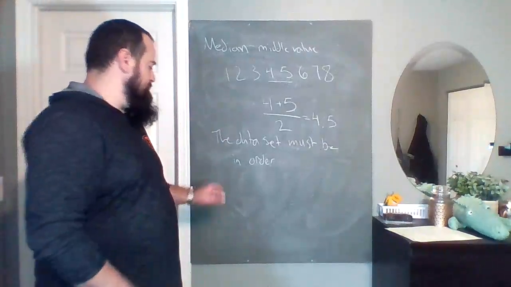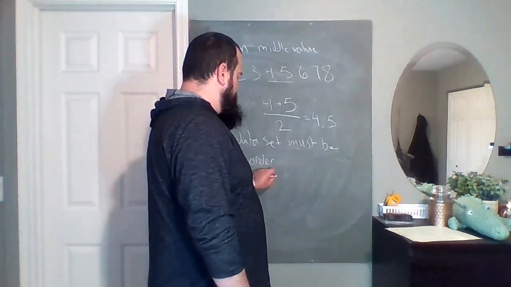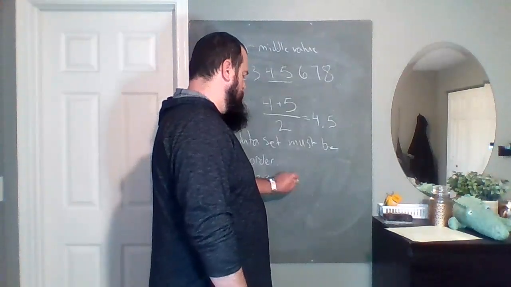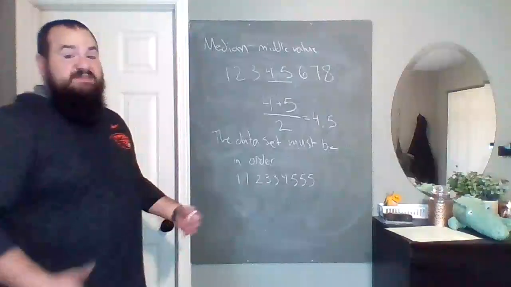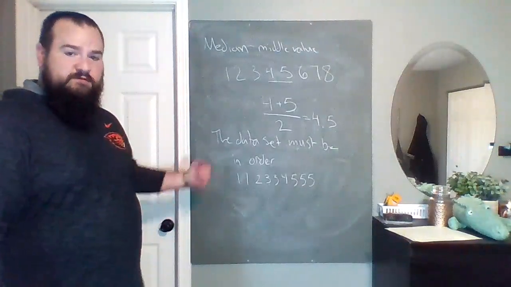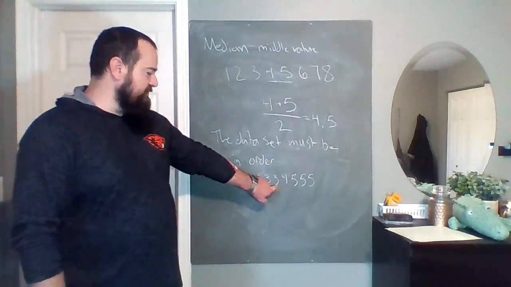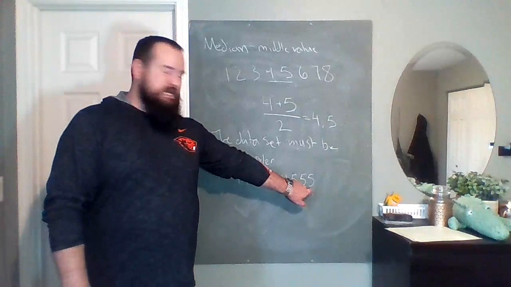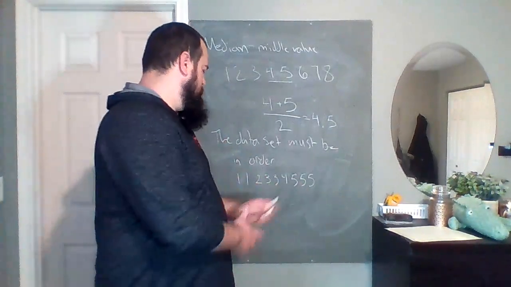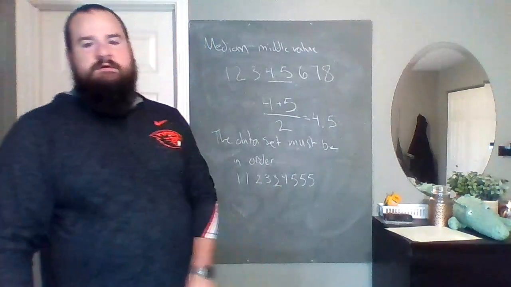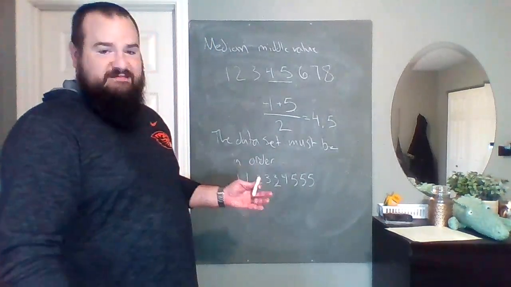So if we had, say, something like 1, 1, 2, 3, 3, 4, 5, 5, 5, this is our data set. This is in order. It goes from least to greatest. So there are 1, 2, 3, 4, 5, 6, 7, 8, 9 different data values. So the middle one, 1, 2, 3, 4. So our median of this set would be 3. Okay? And that's how that works.